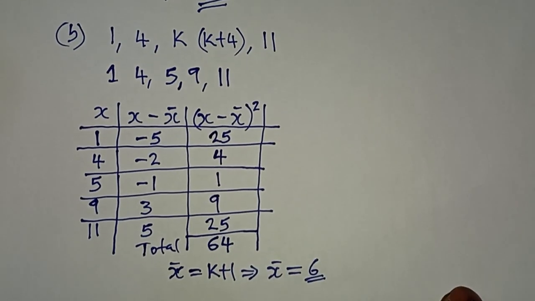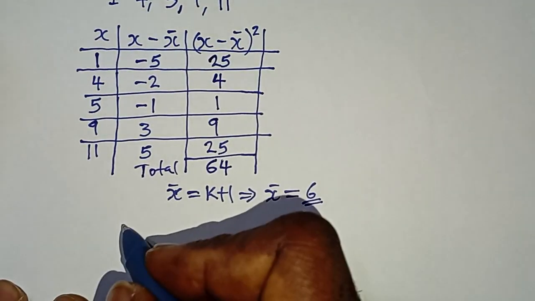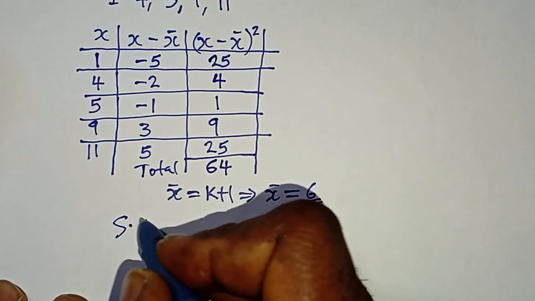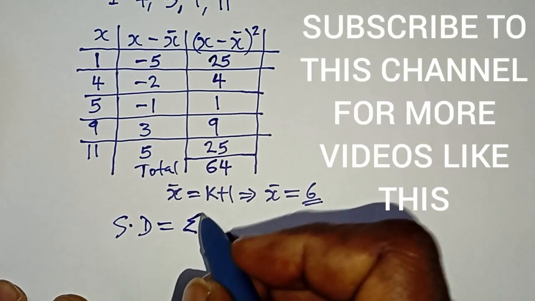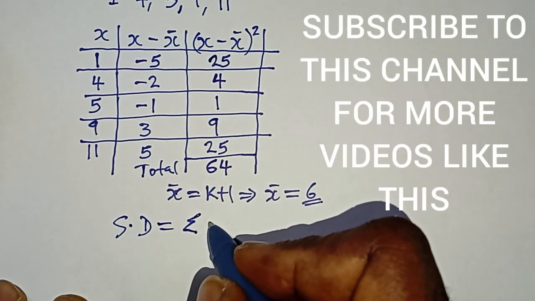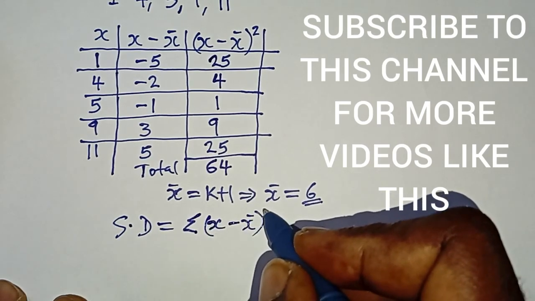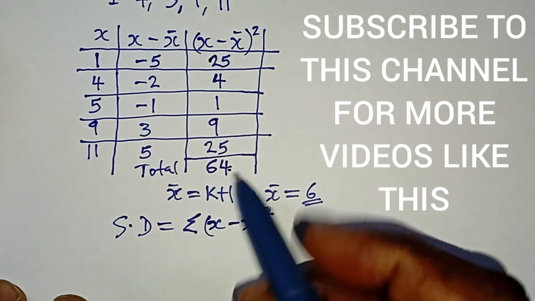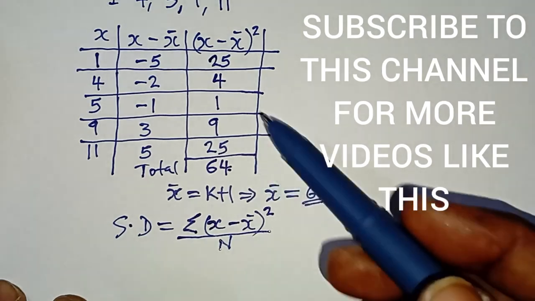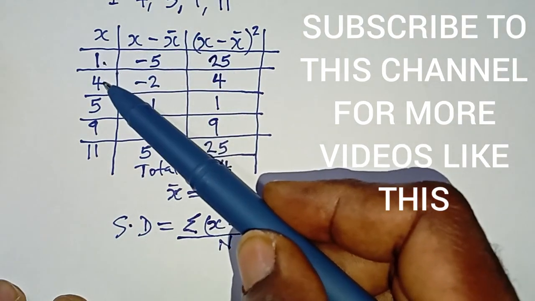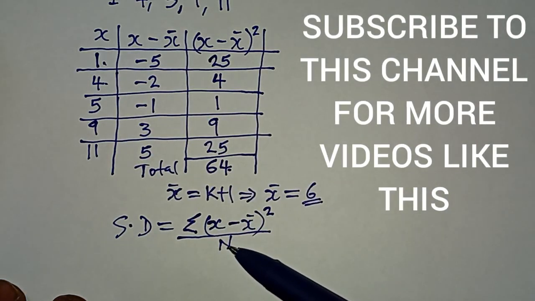So now that we have the sum under that column, we can now find our standard deviation. So our standard deviation, now represented with SD, will be equal to the summation, this sign sigma represents summation, of x minus the mean all squared. And that is the summation that we have here already at 64. Then all divided by the number of terms that we have. We have 5 of them: 1, 2, 3, 4, 5. So this n represents the number of terms, which is 5.